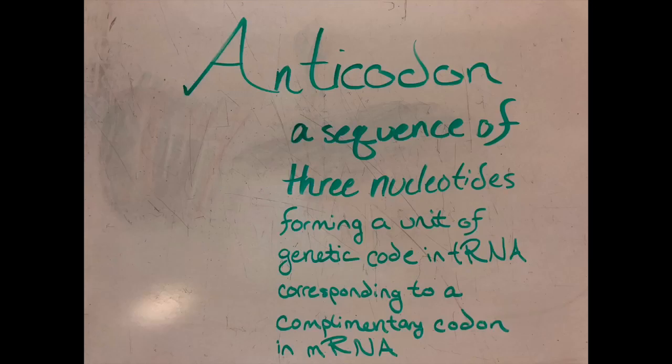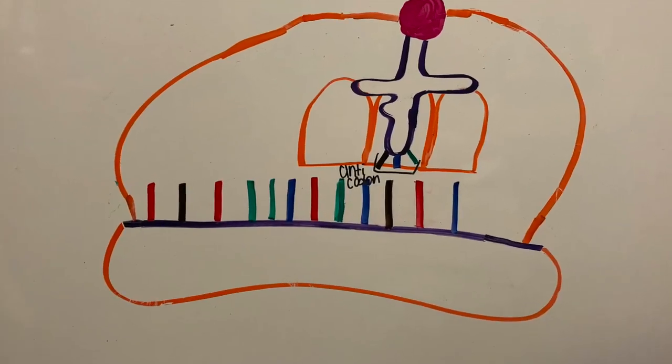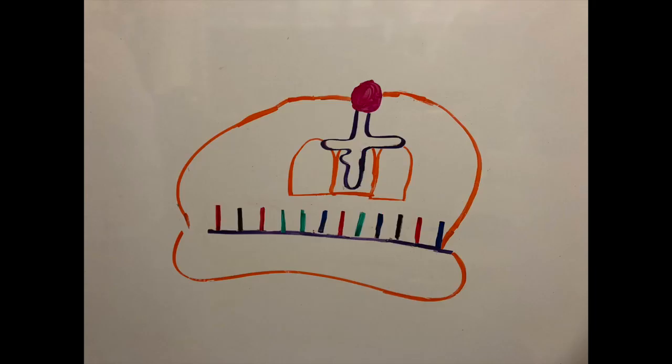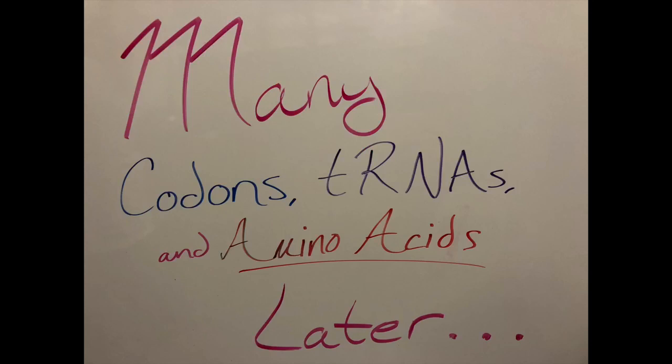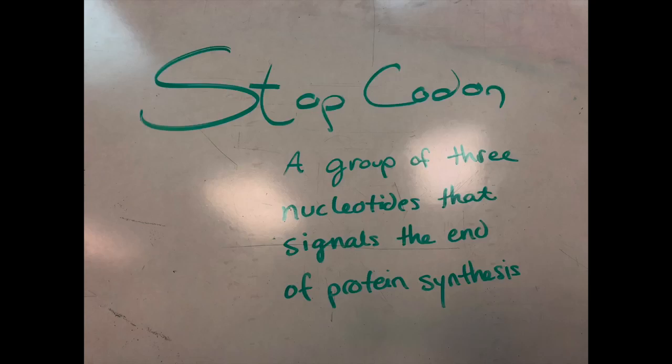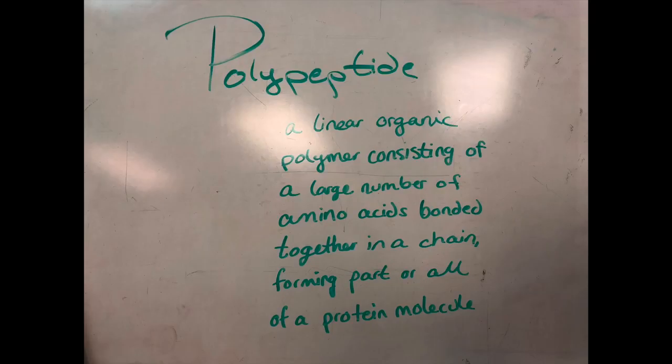GTP is required in this process. When the mRNA reaches its stop codon, UAG, UAA, or UGA, a release factor attaches at the A site. This causes the release of tRNA and the polypeptide, and the ribosome pulls apart.